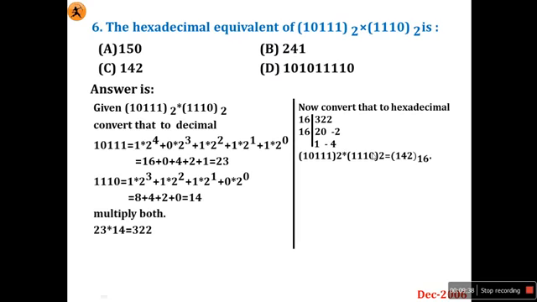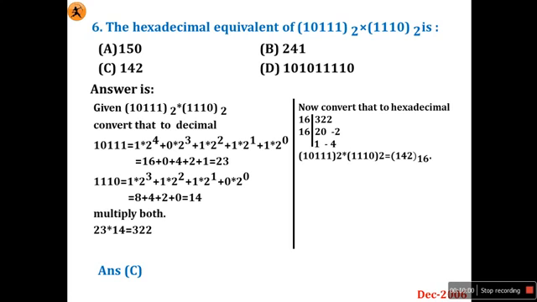So 322 divided by 16 is 20, again 16 times 1 is 16, and the remainder is 2. So the equivalent hexadecimal number of the given binary numbers is 142. Option C. I hope it's very clear.